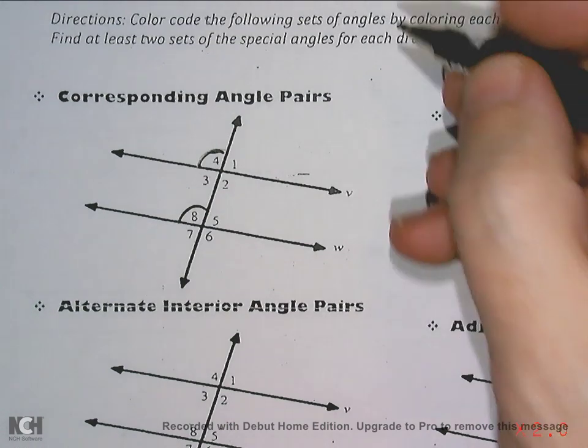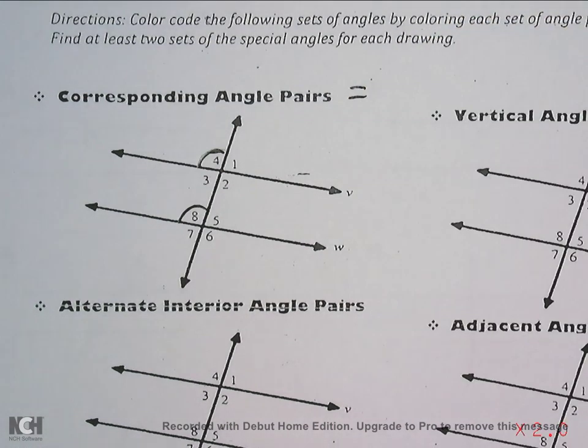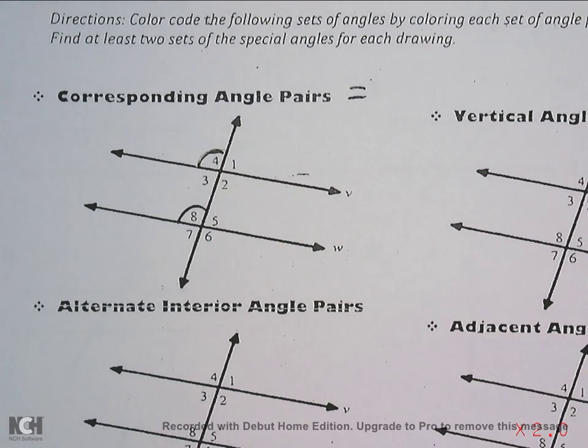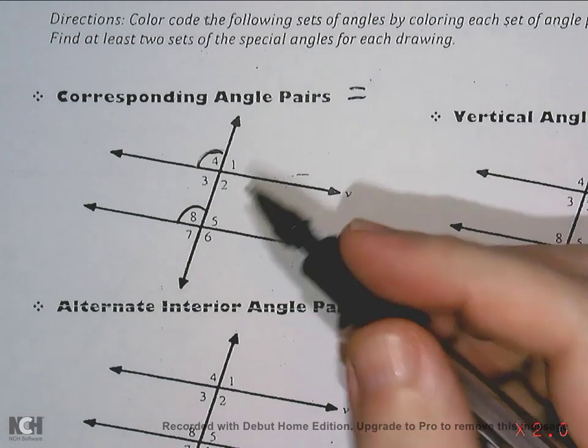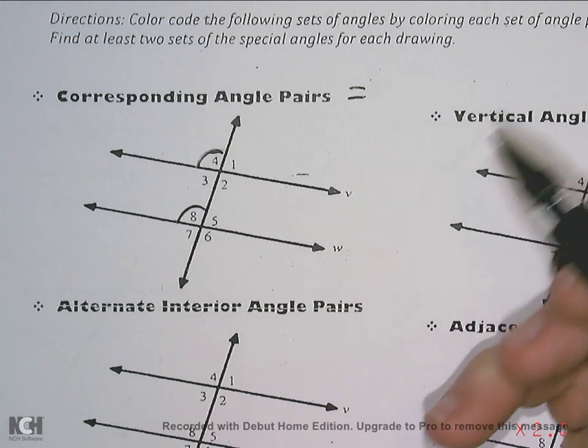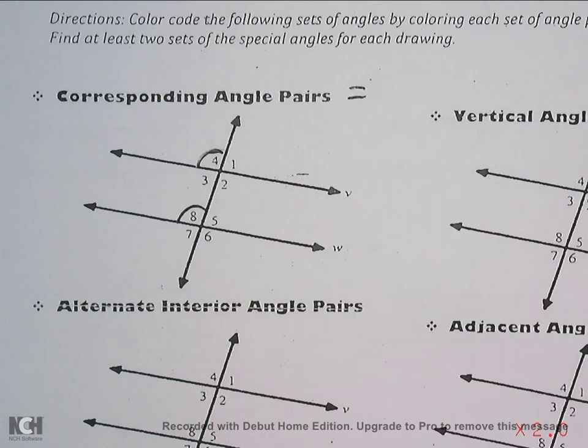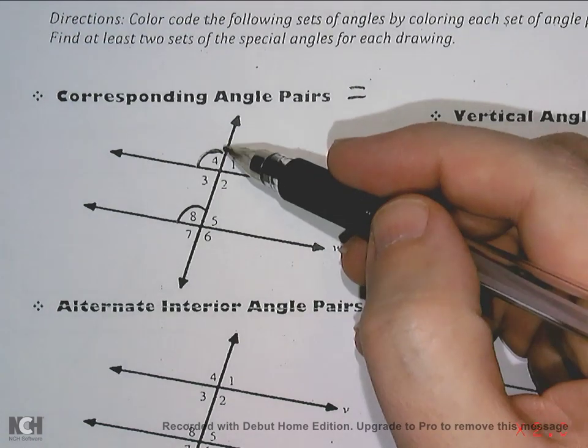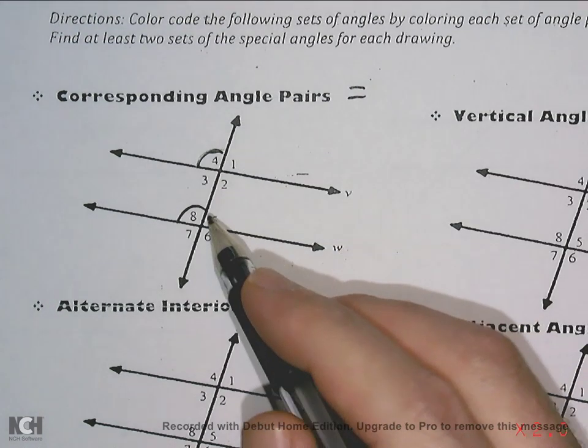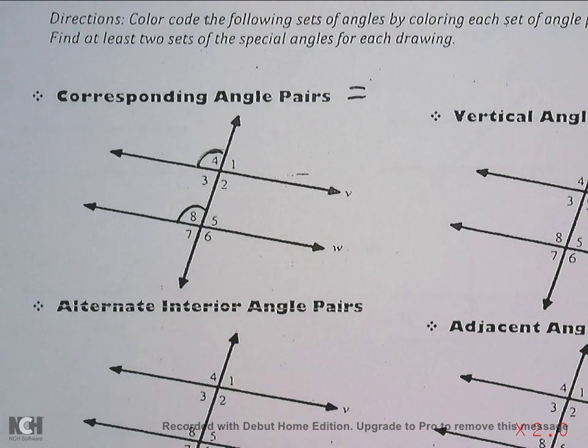And these angles are equal to each other. Okay? They are the exact same. So if angle 4 was 110 degrees, that means 8 is 110 degrees. Another corresponding angle would be like 2 and 6, or 1 and 5, or 3 and 7. All of those correspond with each other, right? So if 1 was 70 degrees, that means 5 would be 70 degrees, and so on.